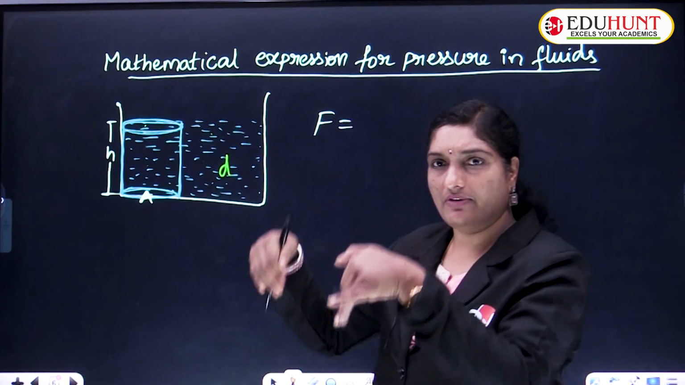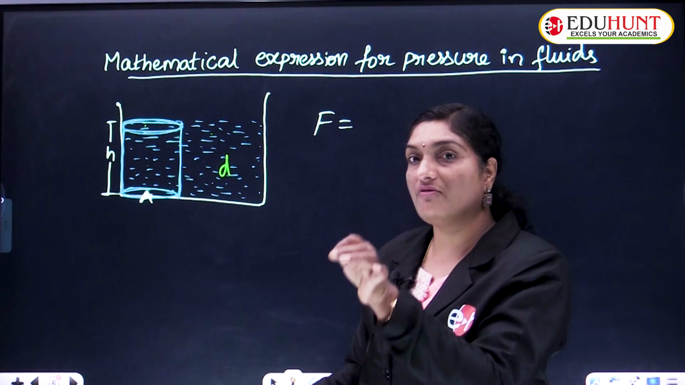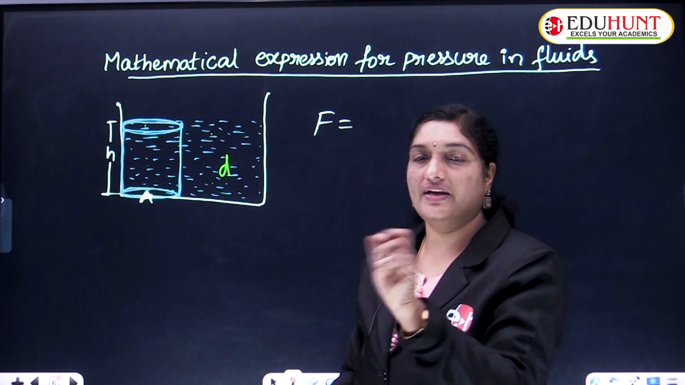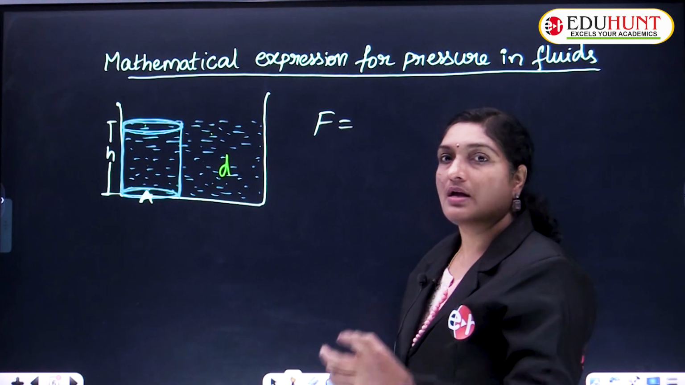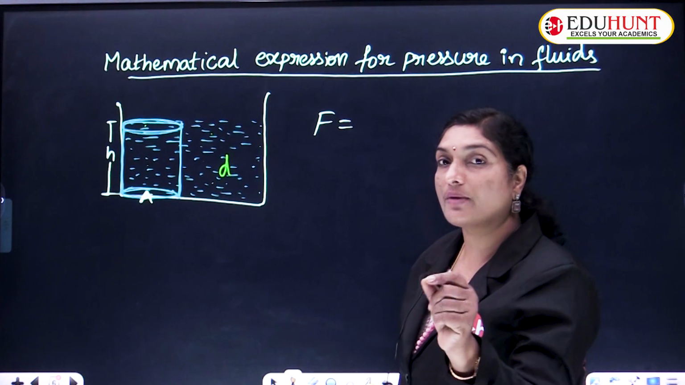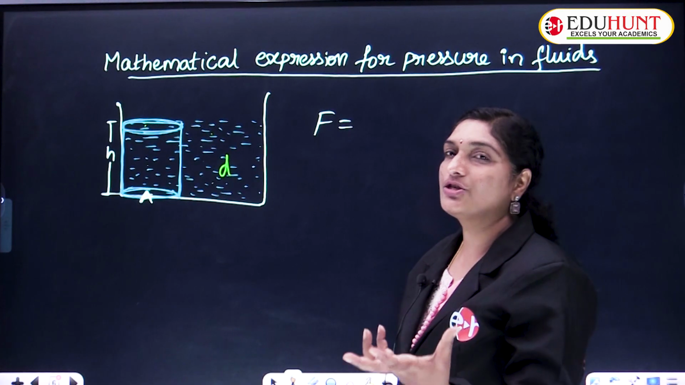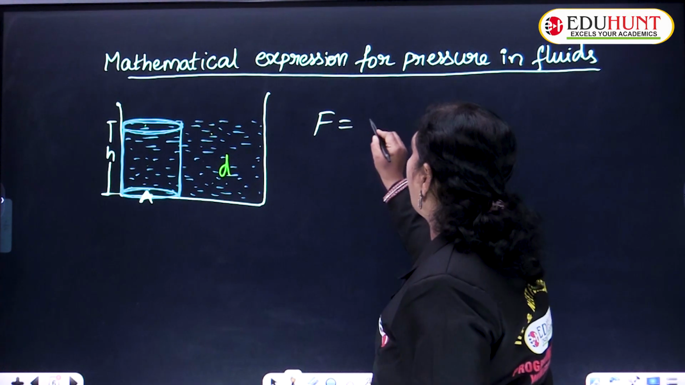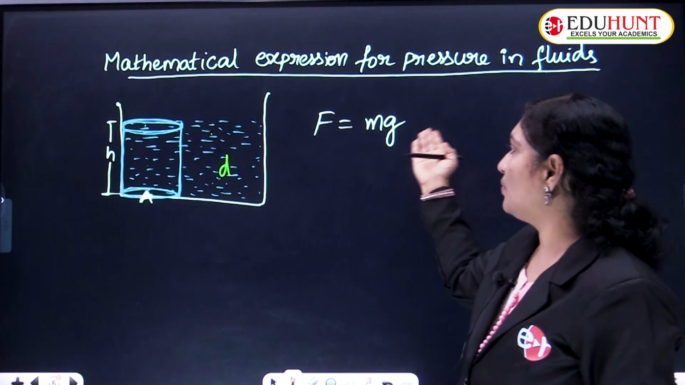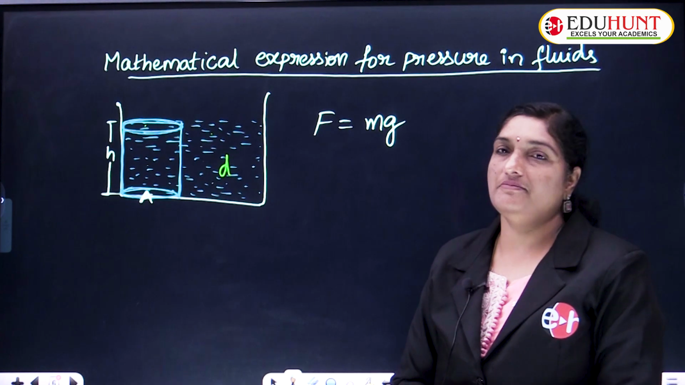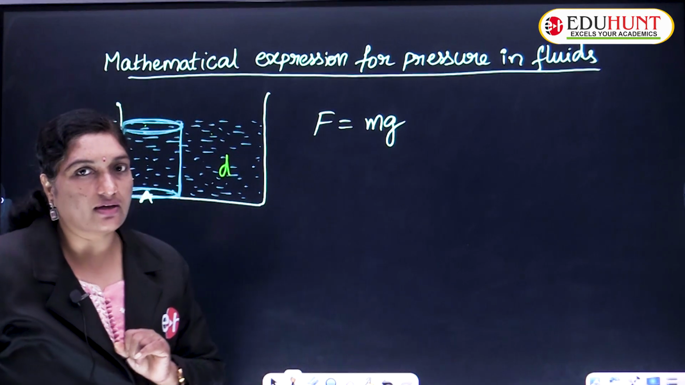The force acting downwards, perpendicular direction, normal to the surface in the downward direction. The normal force acting on a given surface is also called thrust. So whether you name it force or thrust, it is due to its own weight. The thrust or the normal force is equal to the weight of the liquid, and it is given by mg. F equals mg, or thrust equals mg. I hope the concept is clear, children.